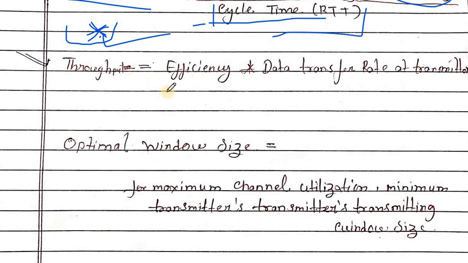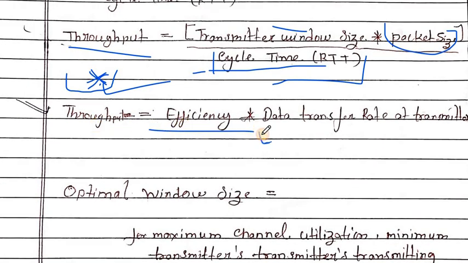Another formula for throughput is efficiency into data transfer rate, or bandwidth. It comes after modification of this formula.